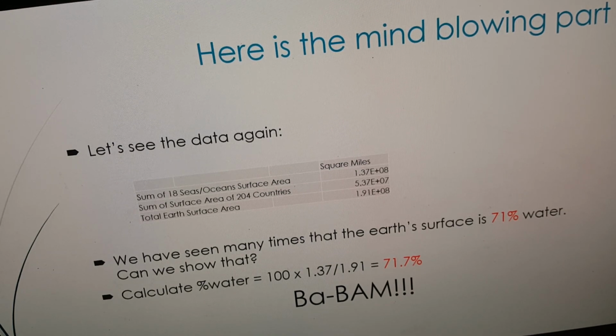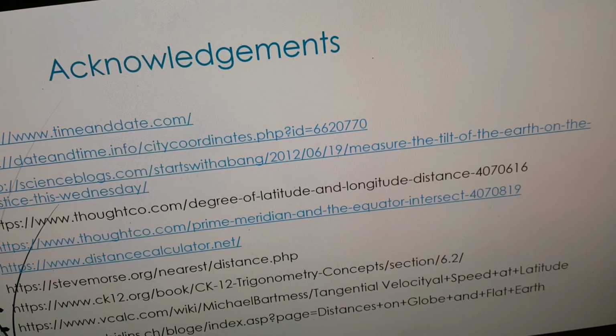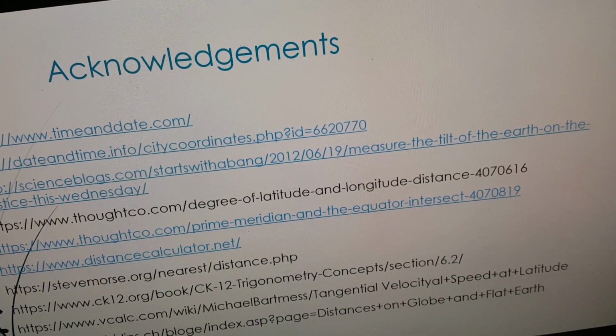This should just blow your mind that we could observe data for the area and then find our exact percentage of water. And all I can say to that is, ba-bam! Blows my mind.